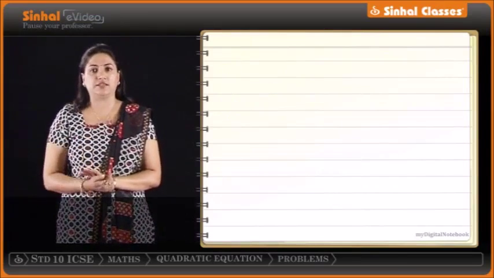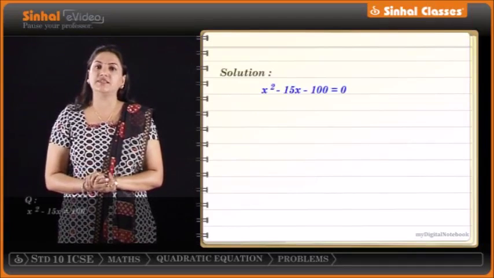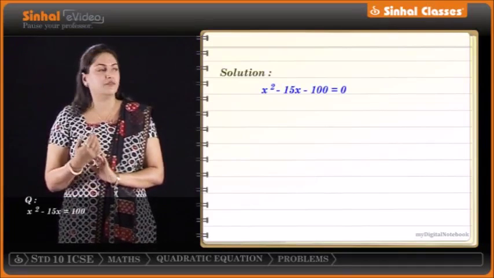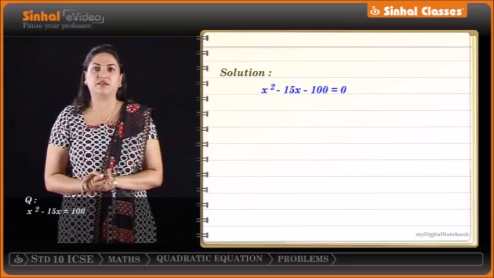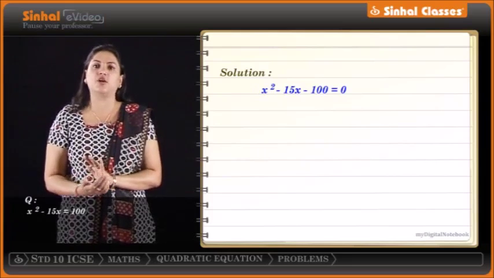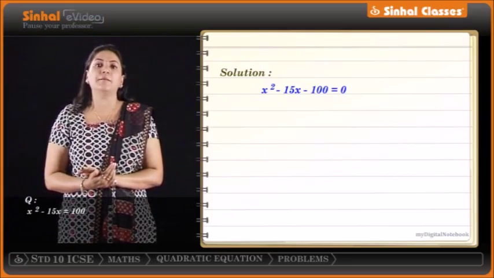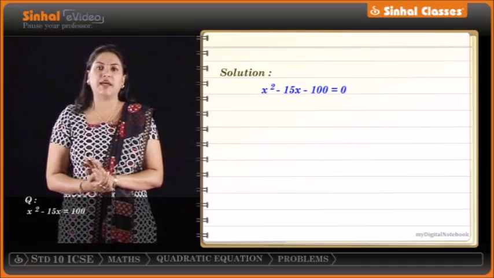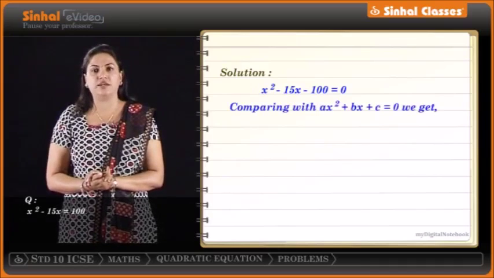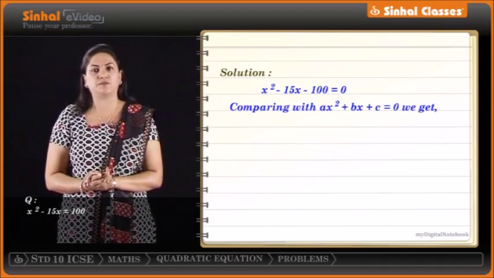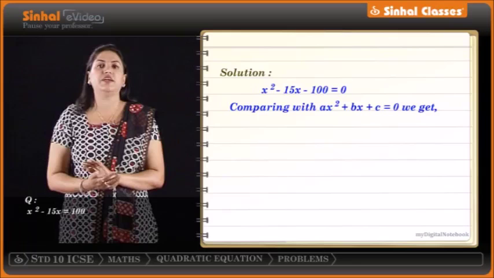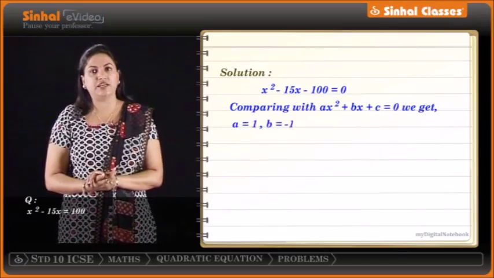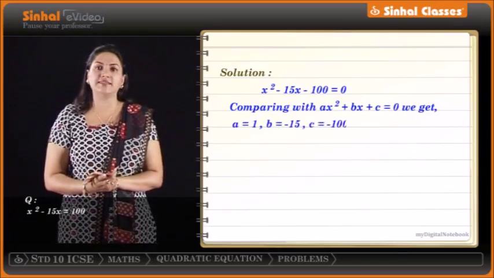Transfer 100 to the other side to get x square minus 15x minus 100 is equal to 0. Now, can we solve this by factorization method? It is possible to solve by factorization method also, but here we are asked to solve this by formula method. So, we compare this with the standard quadratic equation ax square plus bx plus c is equal to 0. We get a is equal to 1, b is equal to minus 15 and c is equal to minus 100.